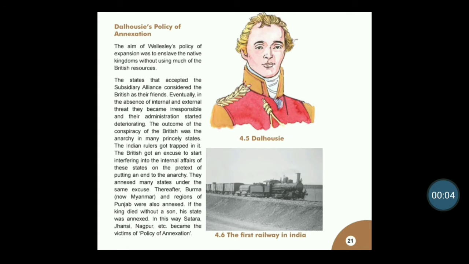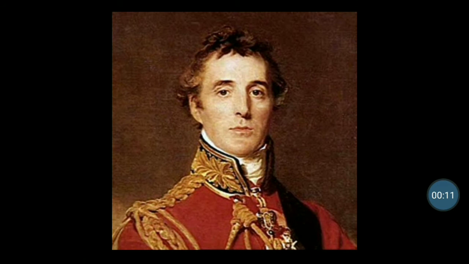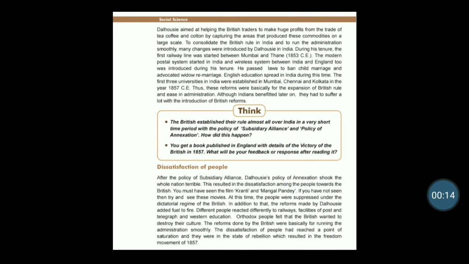So students, here on page number 21, Dalhousie's image is given, you can see. Dalhousie aimed at helping the British traders make huge profits from the trade of tea, coffee and cotton by capturing the areas that produced these commodities on a large scale. Students, the areas where farming of coffee and cotton happened, they started capturing wherever they got more profit. So they consolidated British rule in India and ran the administration smoothly.